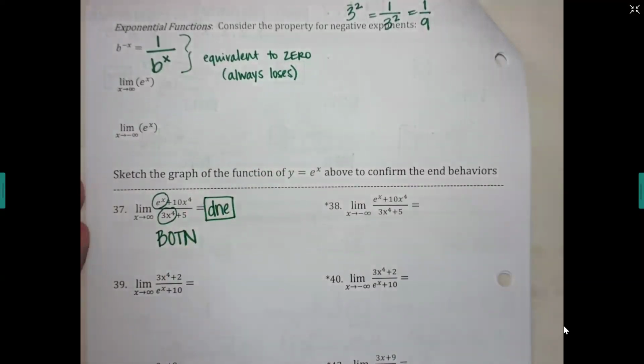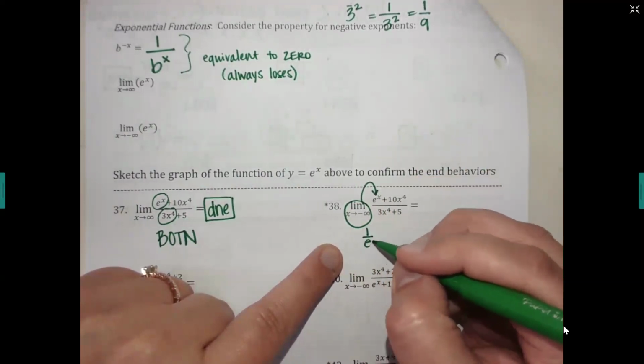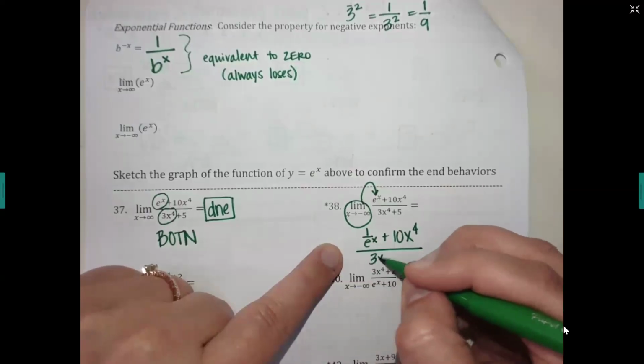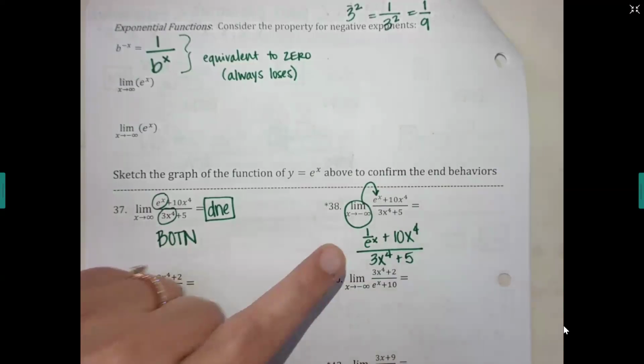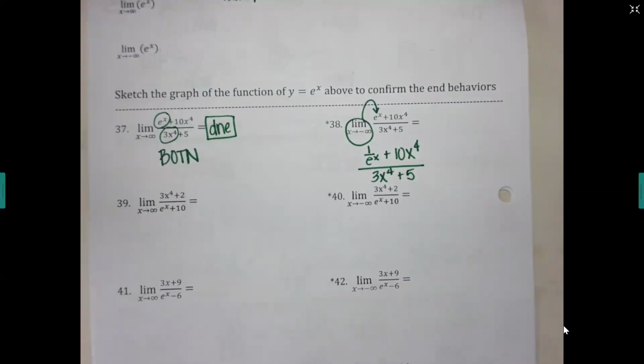Okay, now look at 38. I have an exponential. That's one of my 3 weirdos. And I'm going to what type of infinity? So this negative infinity is going to plug into e to the x, and it's going to turn it into a fraction. So I want you to rewrite that your e to the x is now a 1 over e to the x, plus 10x^4 over 3x^4 plus 5. But it's the combination of a negative infinity with an exponential that creates this little baby fraction.